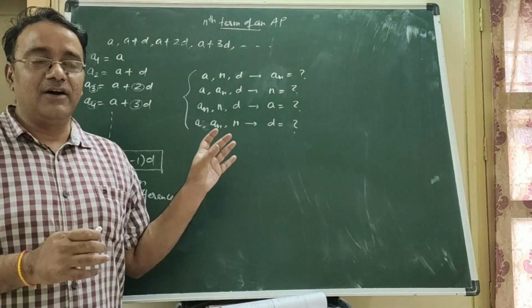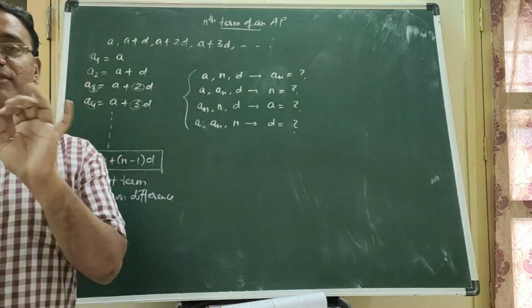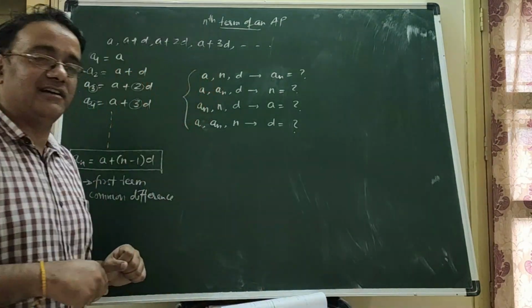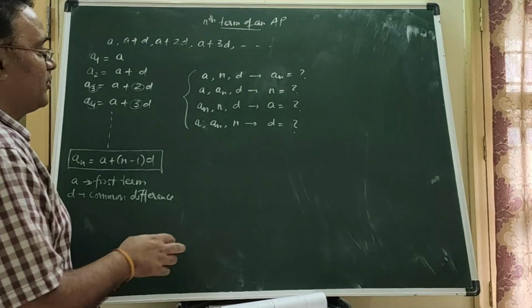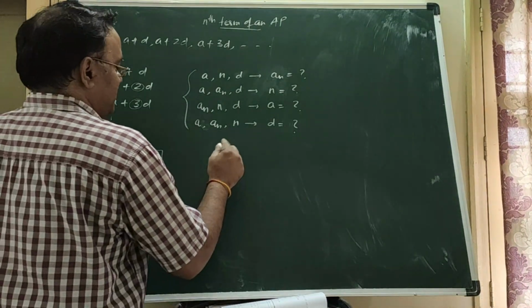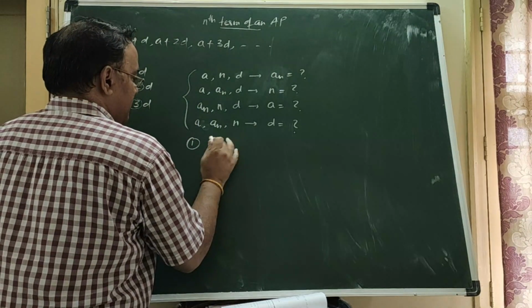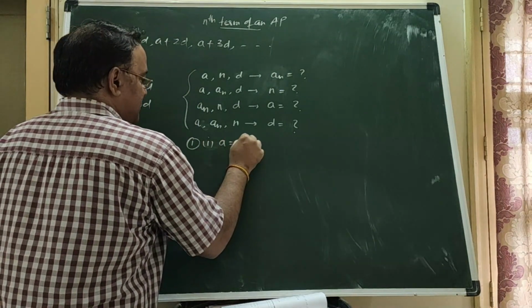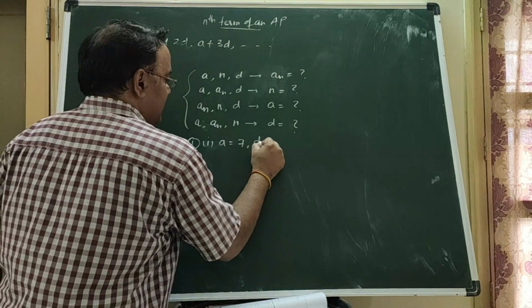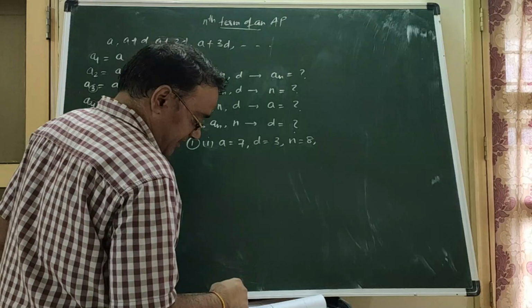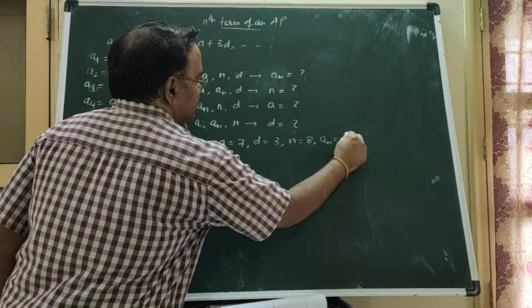and we have to drill this formula. और इसके लिए सबसे बेस्ट एग्जांपल है फर्स्ट क्वेश्चन, the first question of the next exercise. So let us complete the first question today before closing this session. So first question में first bit, see a is equals to 7, d is equals to 3 and n is equals to 8. We need to find an.